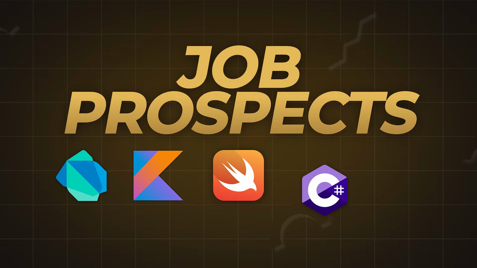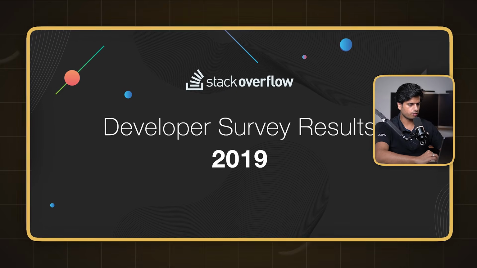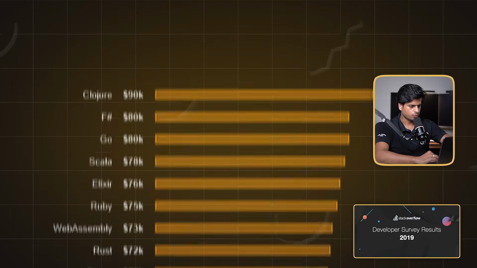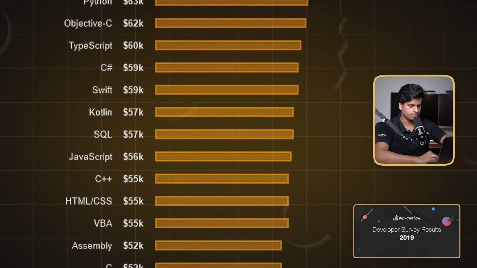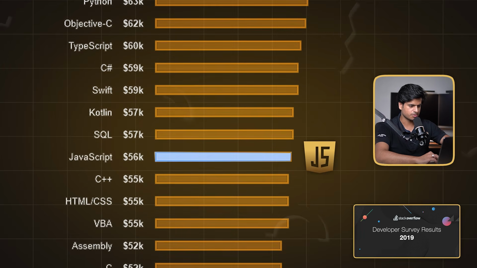Let's talk about the job prospects now. If you see the top paying technologies from the Stack Overflow developer survey from 2019, we can see that for Kotlin, the median salary is like 57K. TypeScript is around 60K, and where is JavaScript? JavaScript is like 56K, still below Kotlin.